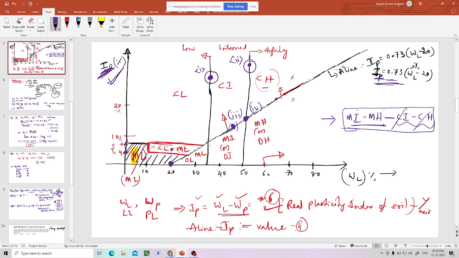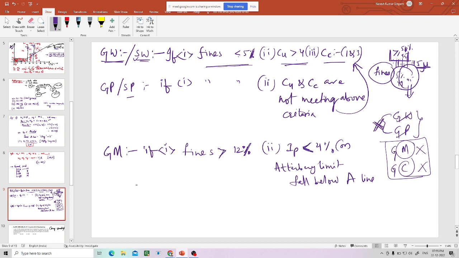See, you go here. If it is directly less than 4, let us say, then you can directly say it is GM. But if it is not less than 4 IP, then what you have to do? You have to compare with A line. When you compare with A line, if IP is less than the IP of A line, one of these two conditions should be satisfied along with this greater than 12%, then it is GM.